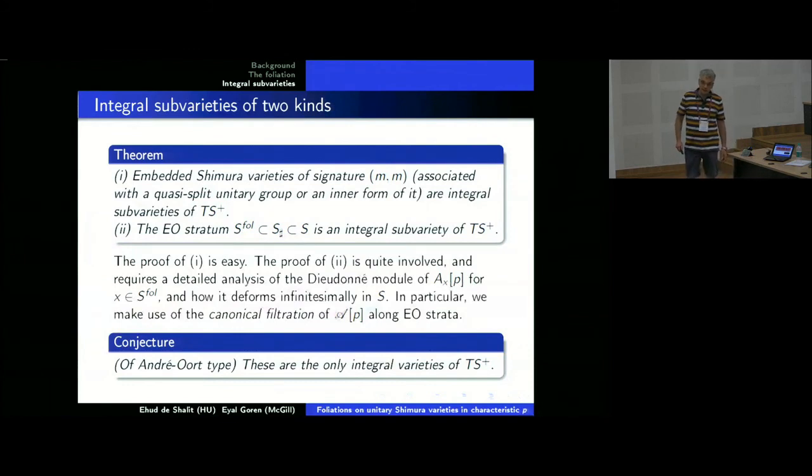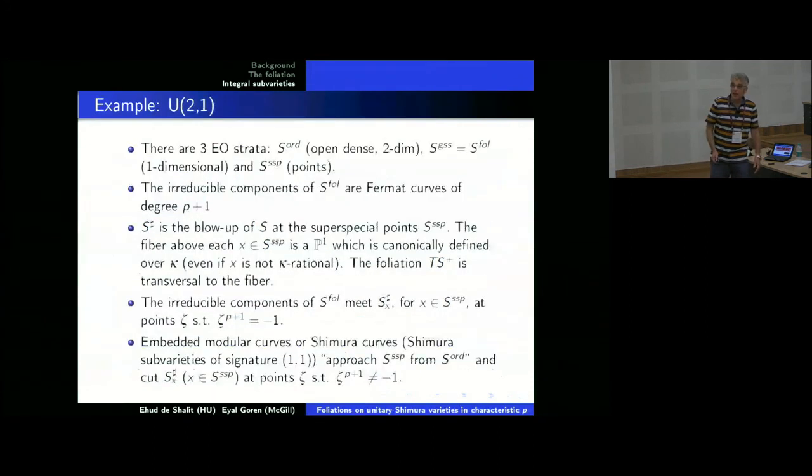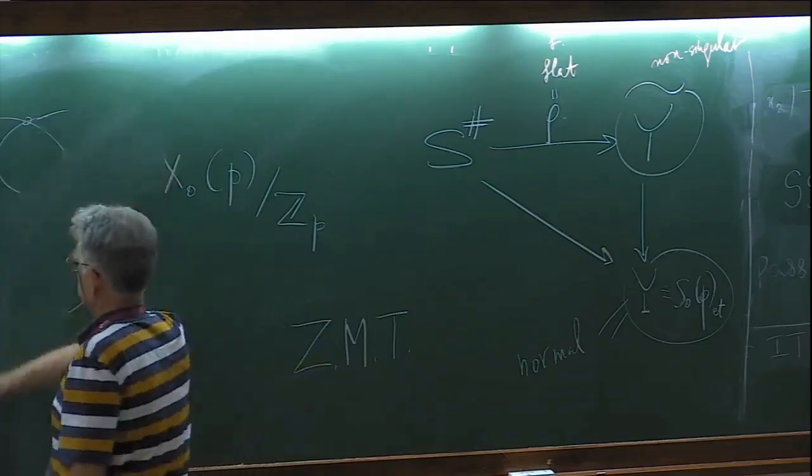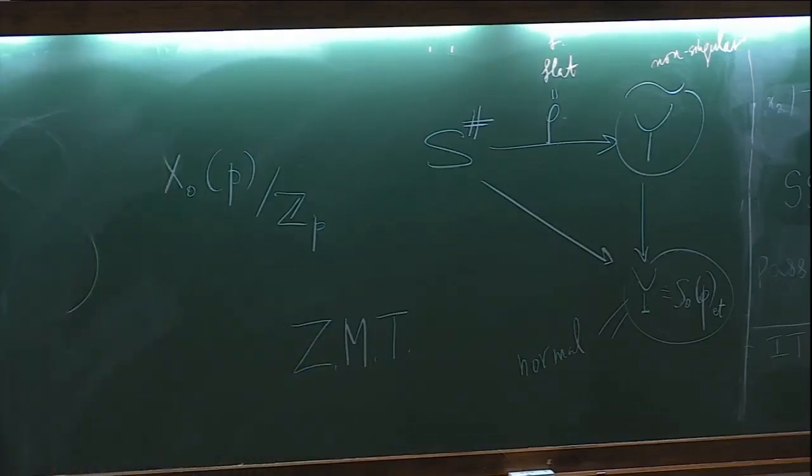And well, I don't know how much I stand behind this conjecture, but maybe these are the only integral subvarieties of TS plus. Why? Simply because these are the only ones that we could find. But even for U(2), it's an interesting question. So as a last slide, let's just see what this means in the example of U(2). So let me draw a few pictures.